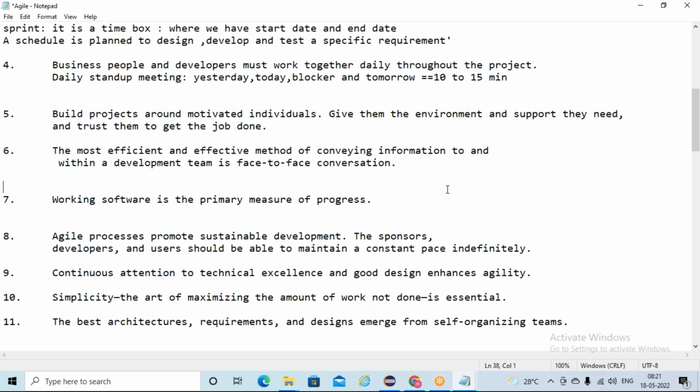So that the client is also approving: yes, this is what I want. Then we'll develop accordingly. So we are saving time as well, right? That is why the most efficient and effective method of conveying information between your client team and the development team is face-to-face conversation. Yes, sir. Documentation will be there, review will be there, and approvals will be there.